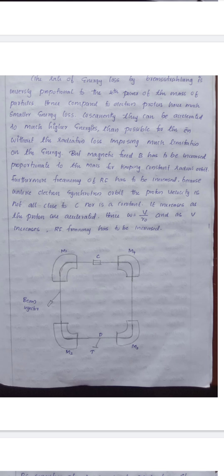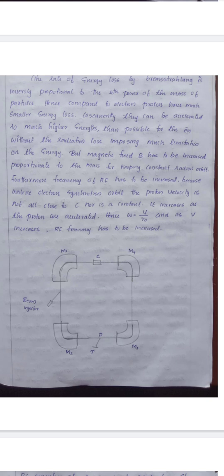And consequently they can be accelerated to much higher energies than is possible for an electron without radiation loss imposing a limitation on the energy. But the magnetic field B has to be increased proportional to the mass for keeping a constant radius orbit. I said earlier that the magnetic field should be increased for keeping a constant radius orbit.